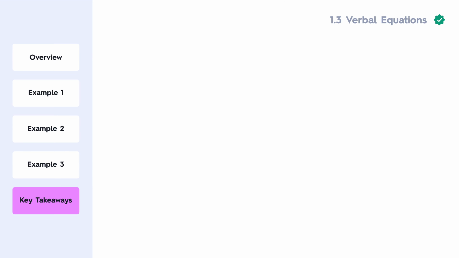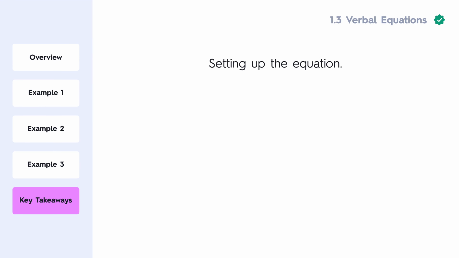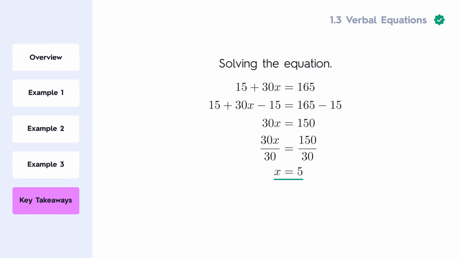Great job working through these verbal equations today. Let's quickly recap what we've learned. Today, we learned how to translate a word problem into a linear equation. This is the key skill for solving verbal equations. This starts with identifying the variable, where we figure out what we're solving for. Next is setting up the equation, where we looked for specific keywords to write relationships between quantities. Last is solving, where we utilized algebra to find the solution.